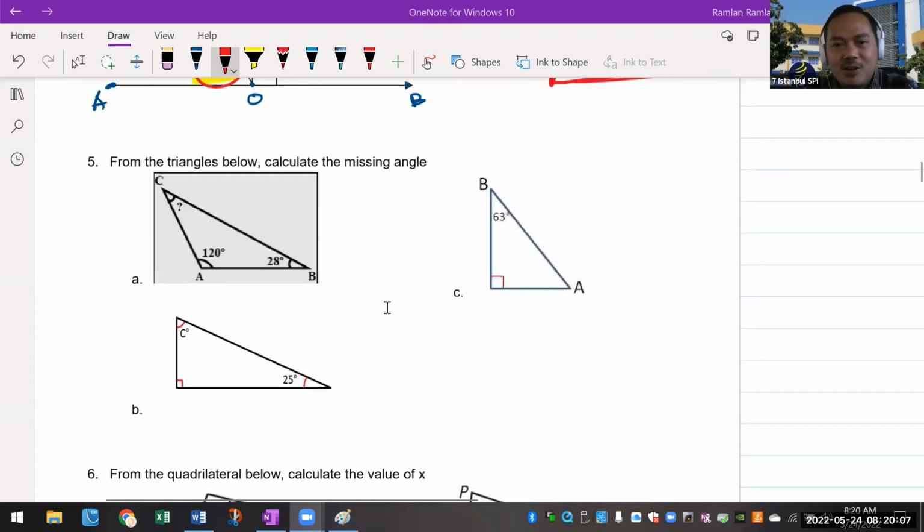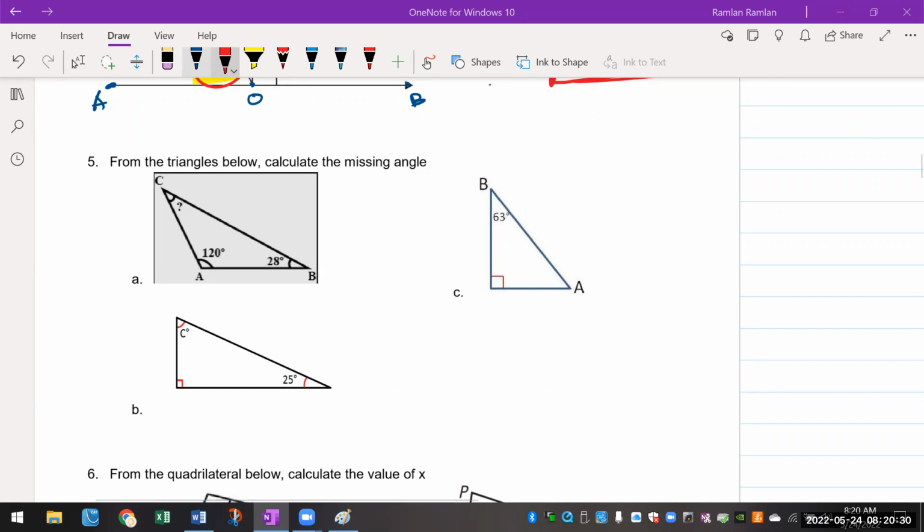Okay, so let's go to number five guys. We only have another 25 minutes. Cepet banget. Okay, so number five, triangles. Okay, so the concept of this topic. Pak izin rejoin. Ya silakan Rafael. So the concept of this question is that these are triangles.